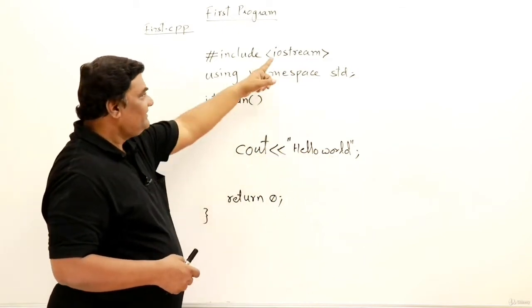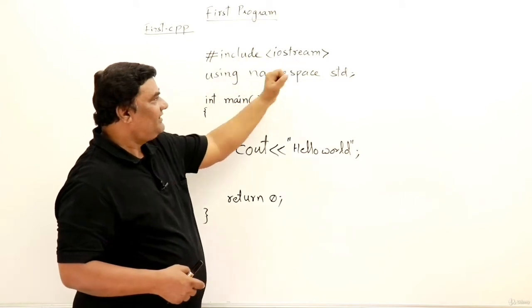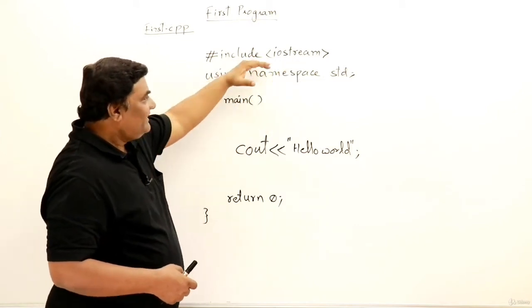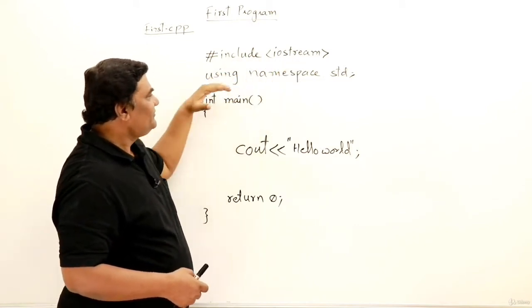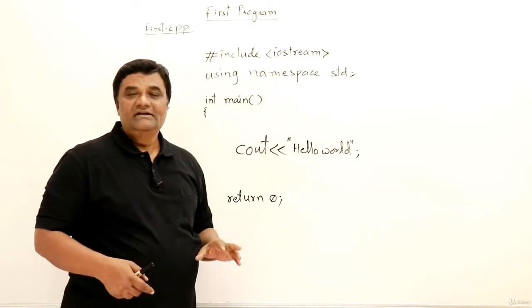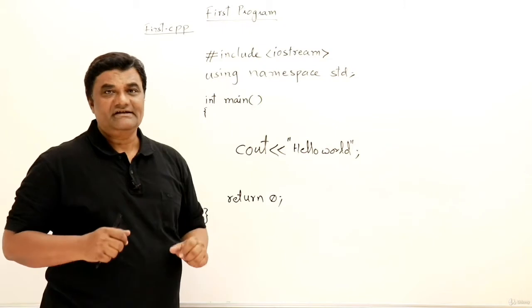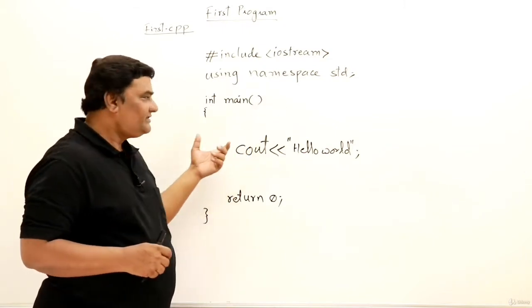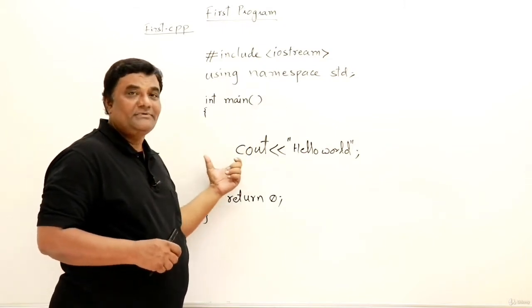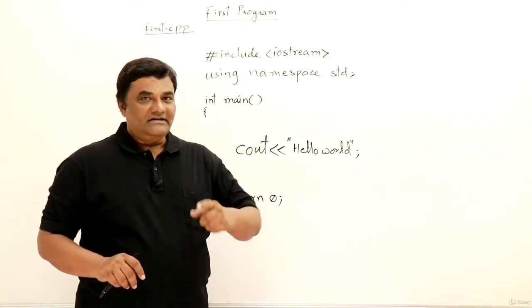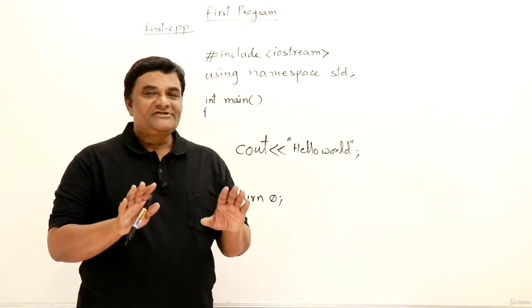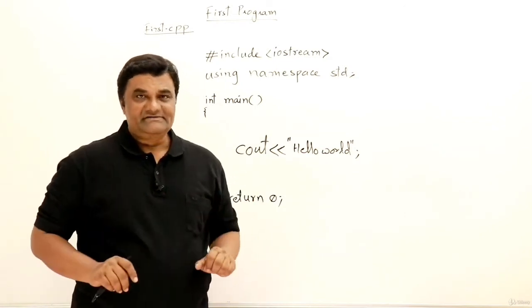The cout is present in the header file, so I should include the header file, and this header file has this namespace, so I should also use that namespace. Just including the header file is not sufficient. You have to use that namespace. If you don't want to use it, then you can write std scope resolution here. In the next video I will show you some simple programs of C++.